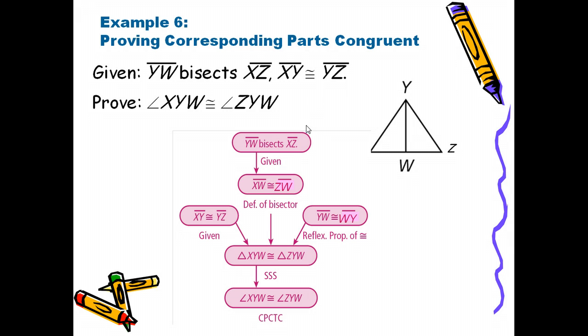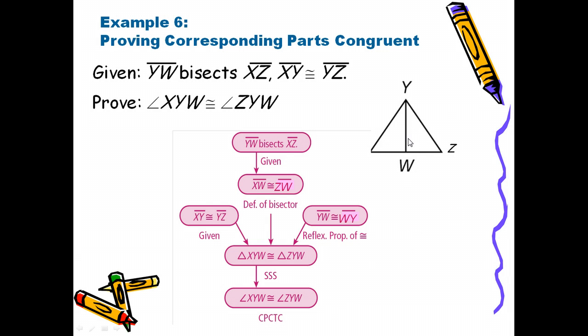YW bisects XZ. This is given. Then we also know that XW is congruent to ZW, and this would be an X on this side, but not shown. So these two edges of the triangle are congruent, and that's the definition of a bisector. Then we know that XY is congruent to YZ, and that's because it was given.